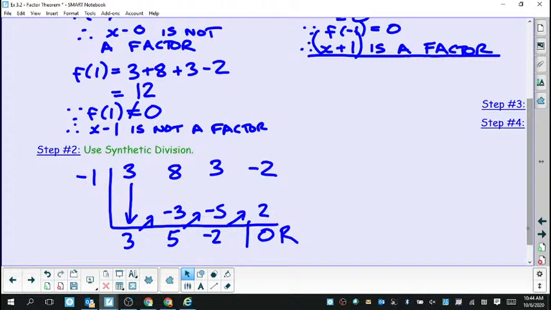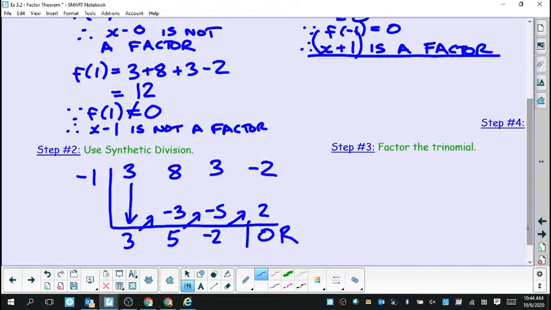Okay? All right. Now that we have that, we can do step 3. Sorry, which is write all the factors. Well, I guess you can factor the trinomial. So what I'm going to do is I'm going to write out f of x again. So f of x is now equal to x plus 1 times 3x squared plus 5x minus 2. Does everybody see where I got 3x squared plus 5x minus 2? Any questions about where I got 3x squared plus 5x minus 2? Okay, right from the synthetic division. Please factor that on your own.